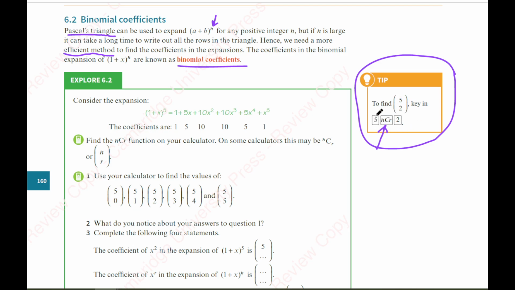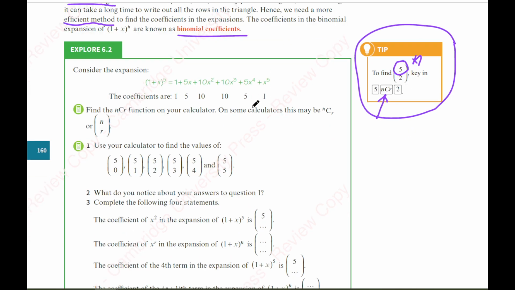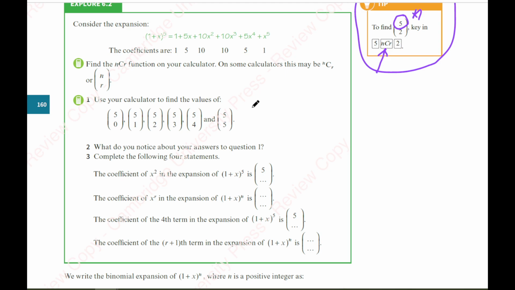So just take 5, this is the upper number, this is like n, and take 2, this is the order of the coefficient, and you will receive the answer. But let's see what is happening here. So let's just try to see the example.